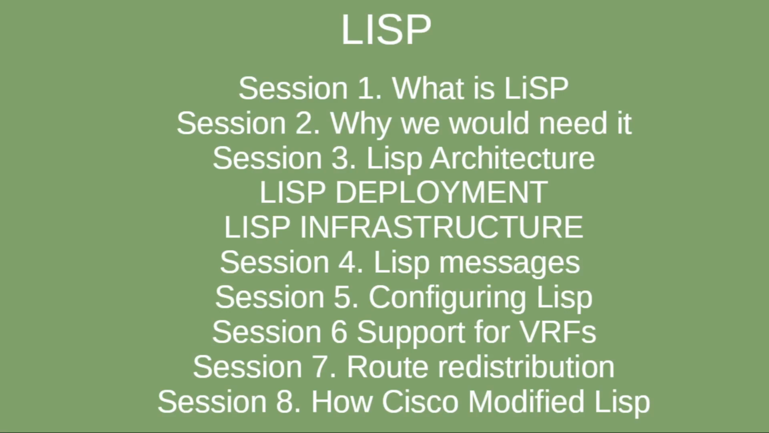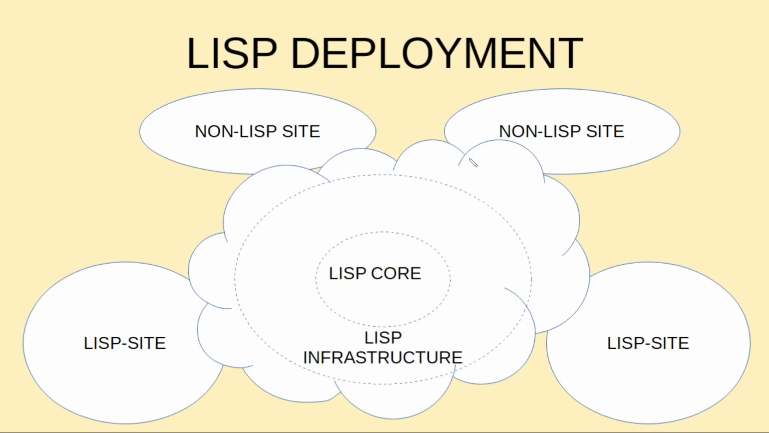This is the third part of our LISP chapter. We are going to talk about LISP architecture. We are going to include in this session LISP deployment and LISP infrastructure. This is what Cisco calls a LISP deployment. We have LISP sites, non-LISP sites, the LISP core, and within the LISP core we have the LISP infrastructure.